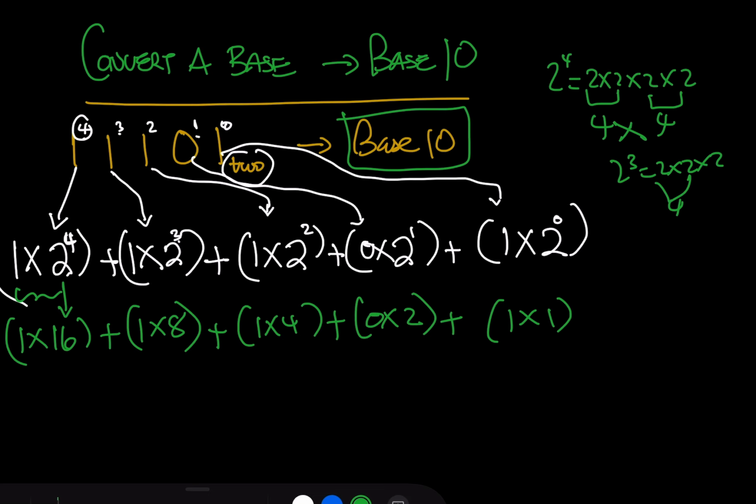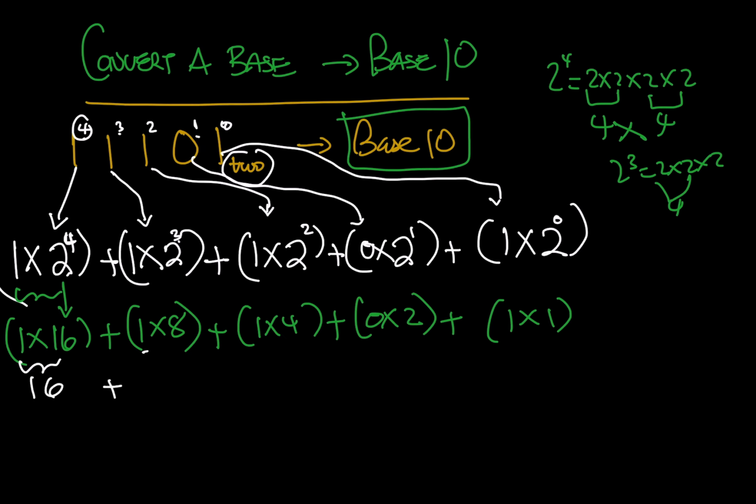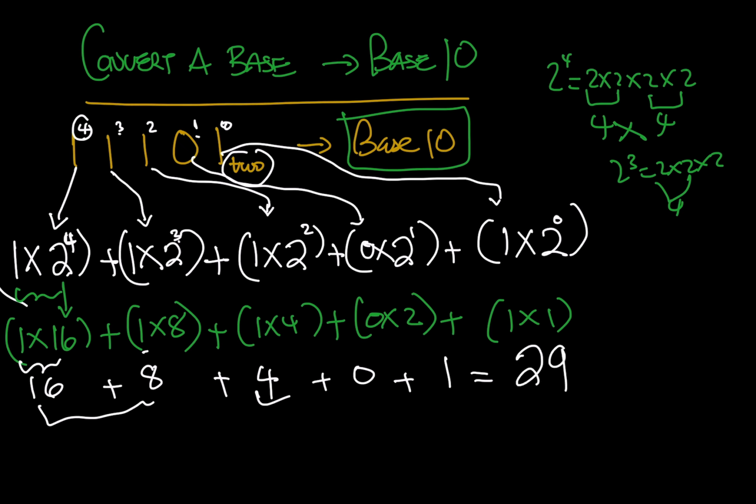Now we are going to basically simplify them. This is going to give us 16. Plus this and this is going to give us 8. This and that is going to give us 4. This is also giving us 0. And that is also giving us 1. So when we add everything, this will give us 24 plus 4, 28, plus 1, and it's 29. And that gives us 29 base 10. So that's how we convert something from another base to base 10.